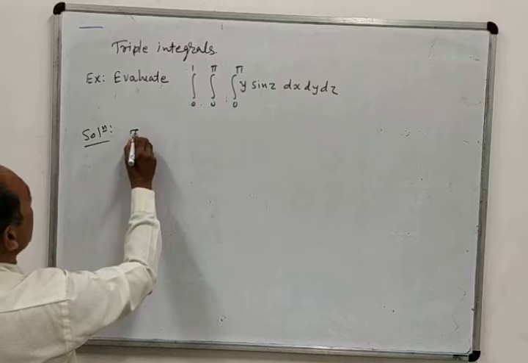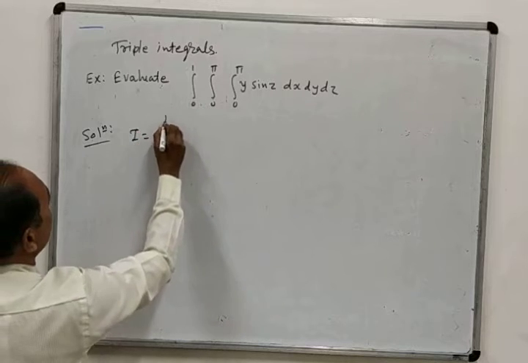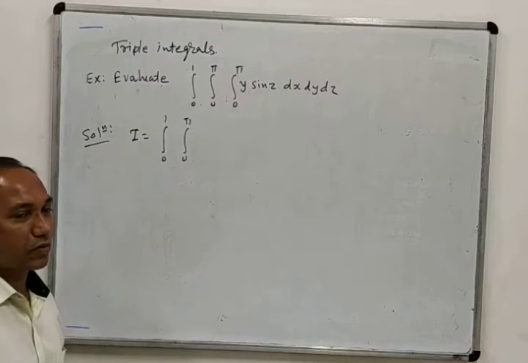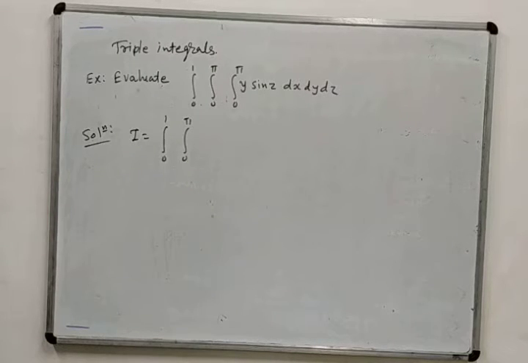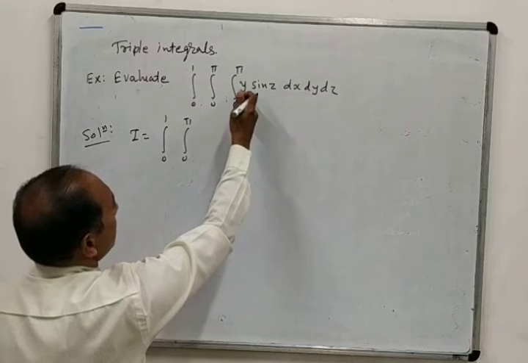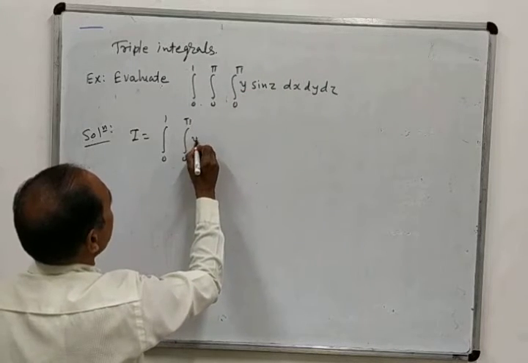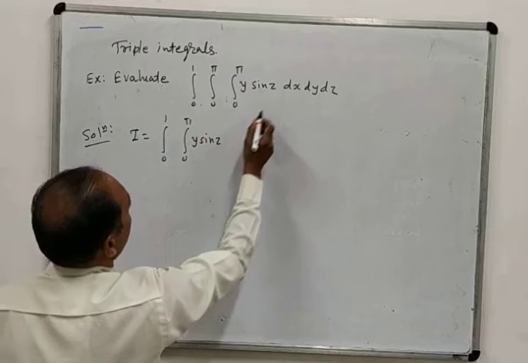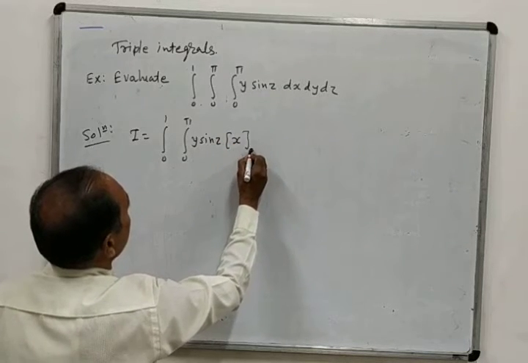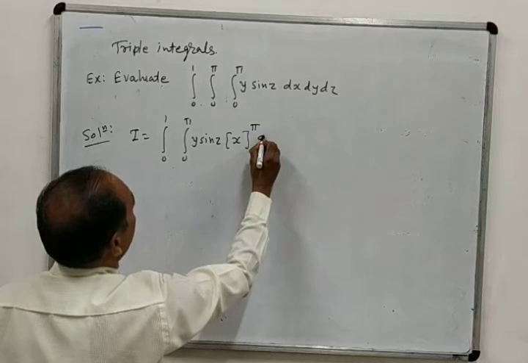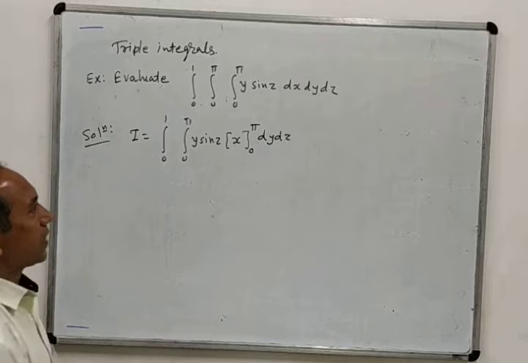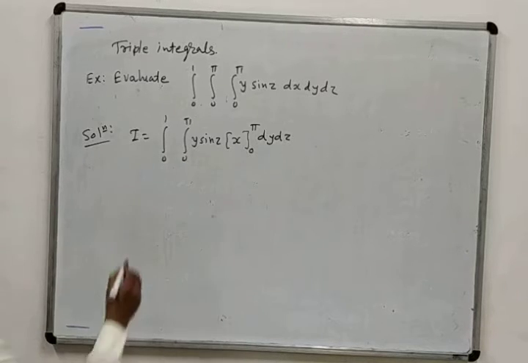So in the solution we have I equal to the integral from 0 to 1, 0 to pi. Here you write down this step first, then write down the solution. So first integration is with respect to x, then y and z will remain constant. So here y sin z will remain constant. So only 1 is here and it has the integration in x. The limits of integration are from 0 to pi. And now dy dz we will write because the process of dx is completed.